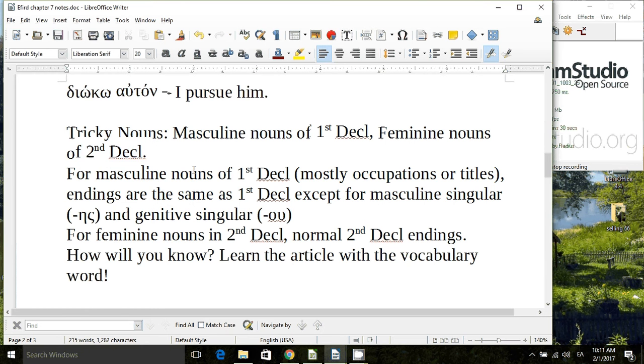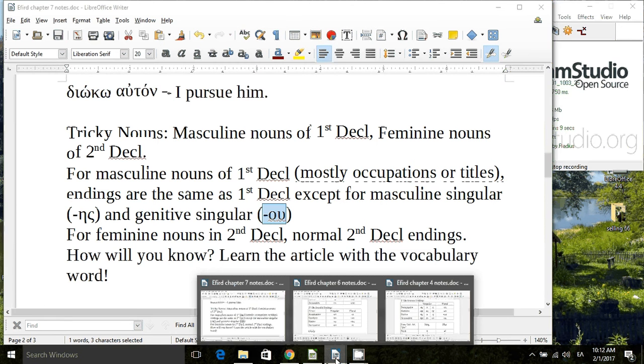And you can see that on page 35. We get the word prophet, ha prophetes. It's a masculine noun. It has ha as its article, but it has first declension endings. And this happens in a lot of Greek words, mostly occupations and titles. So here's an occupation, prophetes, prophet. So it has this odd first declension set of endings, but it's a masculine noun. The nominative and genitive singular have special endings, ace and u.